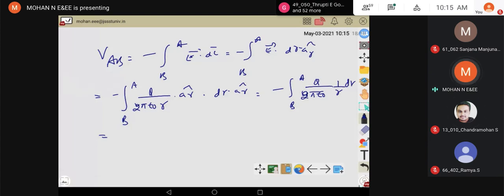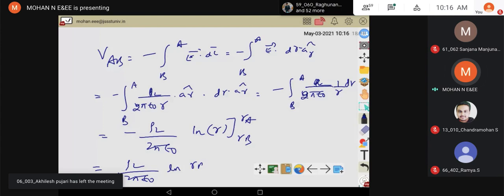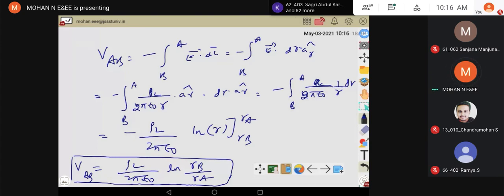Log of, yes, natural log. So it is rho L by 2 pi epsilon naught minus natural log of R, with limits R A to R B. So rho L by 2 pi epsilon naught natural log of R B by R A. This is the expression for potential difference between A and B due to an infinite line charge, in volts.